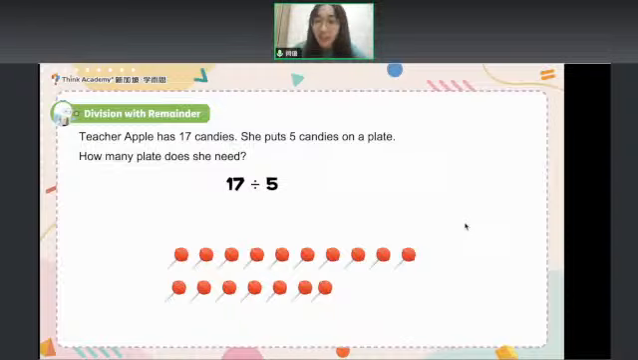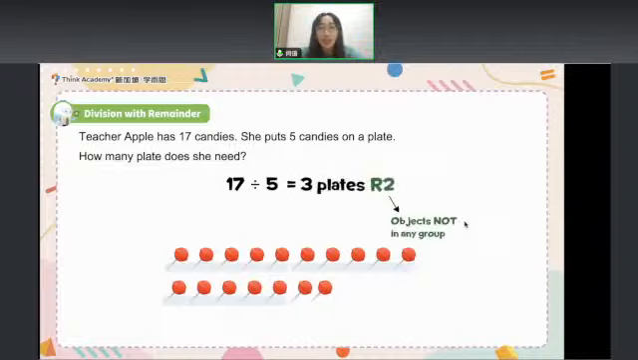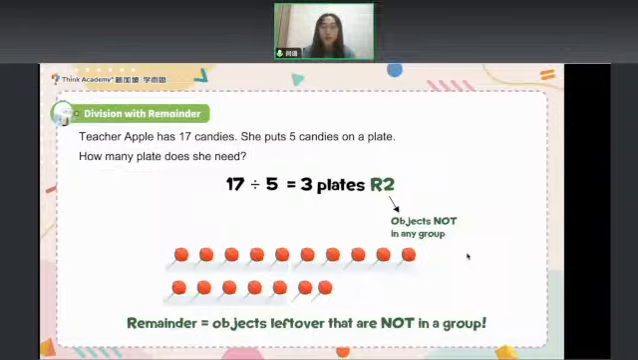17 divided by 5. So here you can see that now we need 3 plates. But is it enough? No. So actually you see that I still have 2 remaining candies. So here we just use the capital R to represent the leftover. So here you see, what is the remainder? Remainder is for the objects left over that are not in a group.